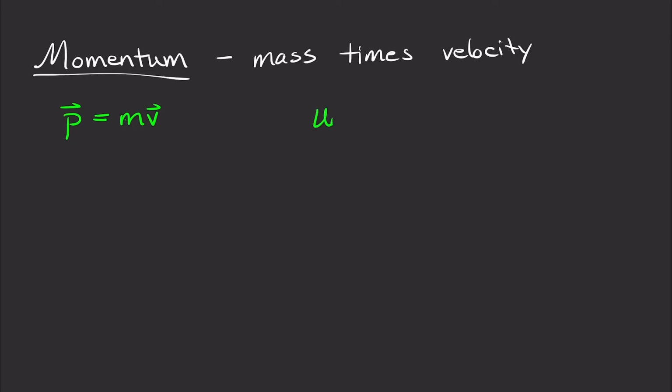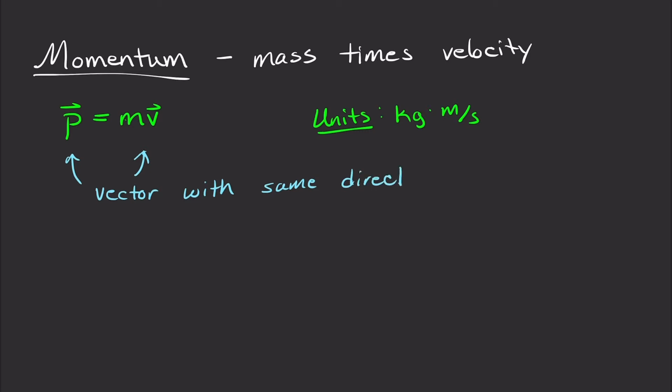Its units, as you may guess, are the units of mass times velocity, or kilogram times meter per second. And because velocity is a vector, momentum is also a vector. It's a vector quantity, and it has the same direction as the velocity.